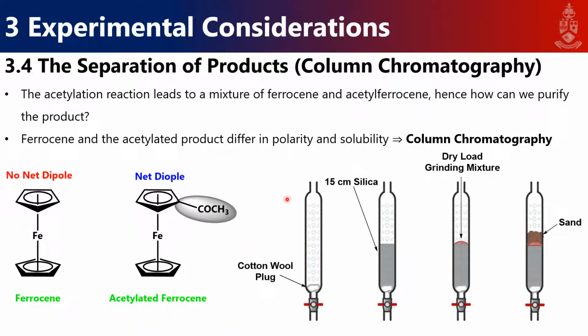So in your column, once you've packed your column, of course, again, you use cotton wool, you use silica, you'll have your ground up dry mixture. So you'll grind up whatever the product was, your crude product you got from your acetylation mixture, you put that in there, and you put some sand, and then you'll use different solvents to collect either the non-polar or the polar products from your column, okay, which we'll get into now.